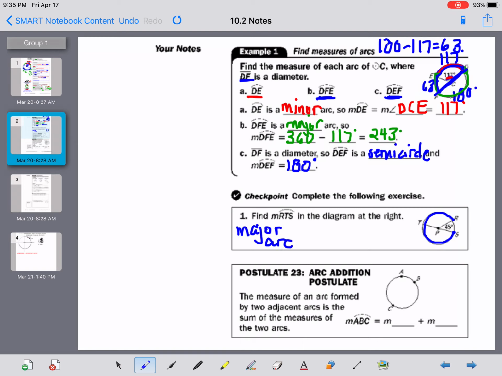And because it's a major arc, I'm going to do 360 minus the minor arc. Well, if this was 45 inside here at the central angle, it's 45 on the arc as well. So I'm going to subtract my 360 minus my 45. And it looks like my arc measure is 315.